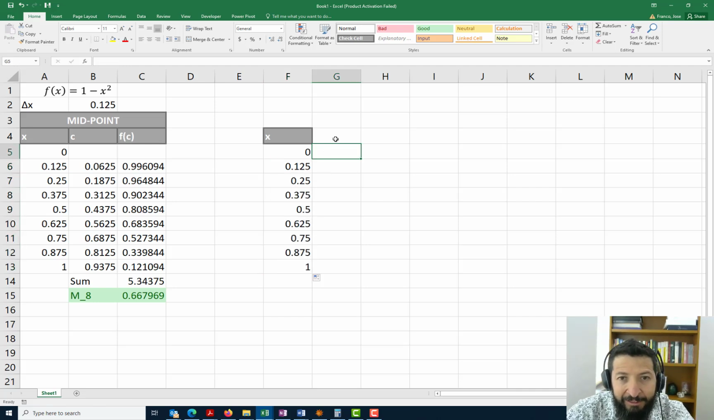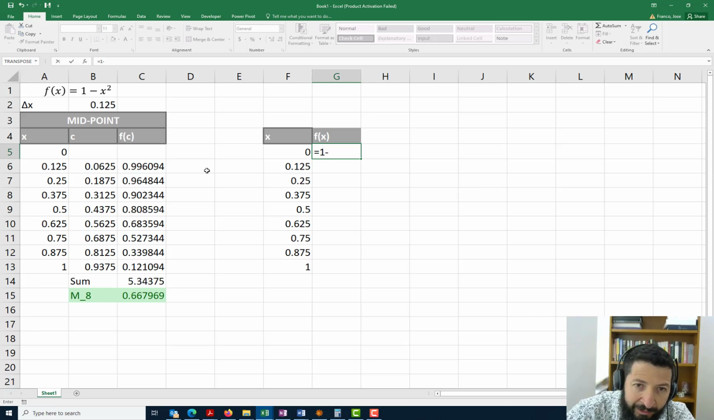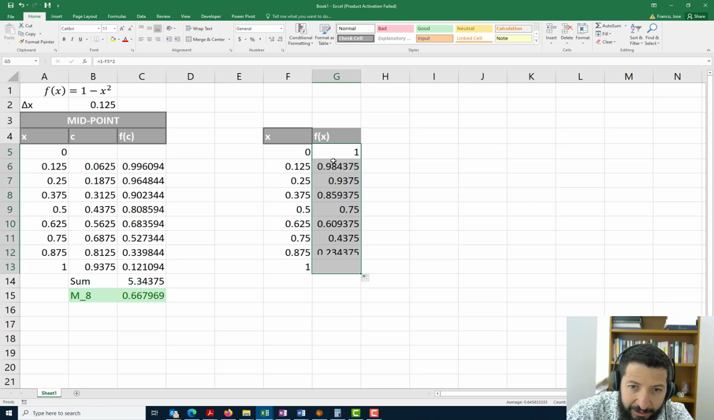So this time I have from 0 to 1. That's my delta x. Now, in this one, what you can do is evaluate f of x directly. So we're just going to evaluate f of x, the function being 1 minus x squared, just an easy function. 1 minus, but in place of x, I put the x cell, or in this case F5, I just click on it. I'm going to square it, and right there it gives me the evaluation. So I just grab that and drag down, and it gives me my values right there.